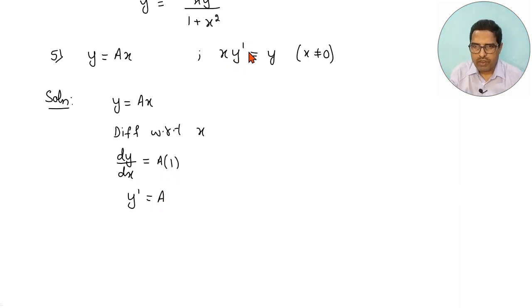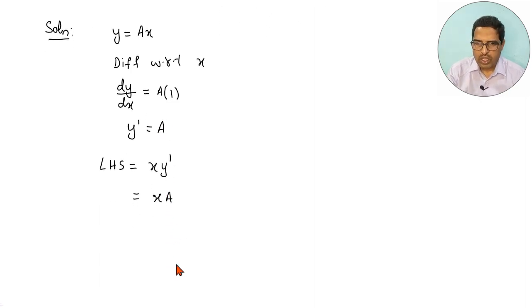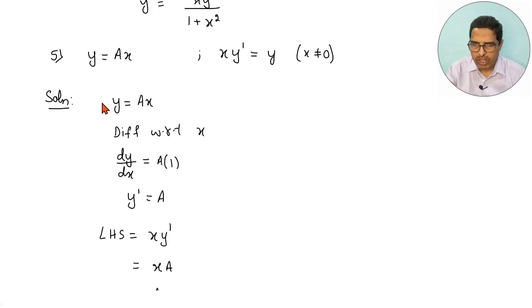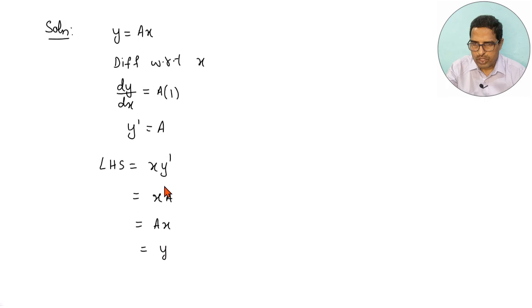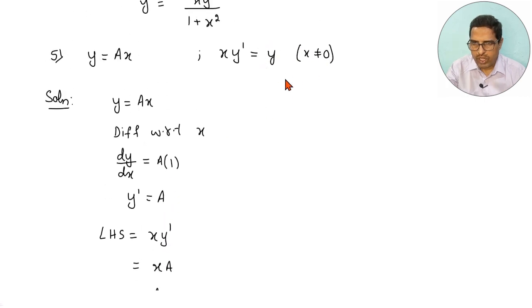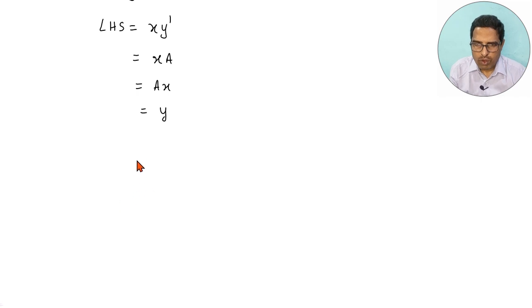Let us consider the left hand side of this differential equation. We have LHS equals xy dash, which is nothing but x into the y dash value, which is a. So x into a or a into x, anyway you write it. So can I write this as ax? But what is the value of ax? The ax value is nothing but your value of y. Ax is y. Therefore, we will replace that by y. Is that the RHS y value, right? So therefore, we have got the RHS value.